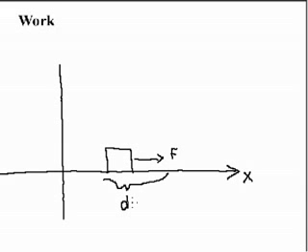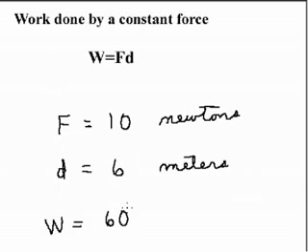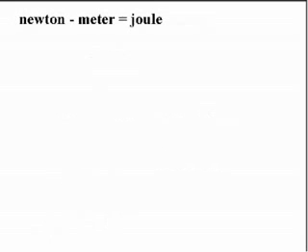Generally, we think of work as a force applied through a certain distance, and that is how we will define it mathematically. So suppose we have a force of 10 newtons applied to an object, and we move the object 6 meters. The distance we move it is 6 meters. Then the amount of work that is done is 10 times 6, which is 60 Newton meters.